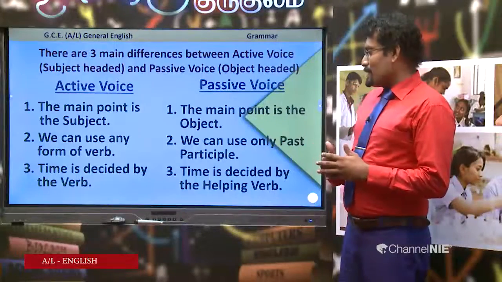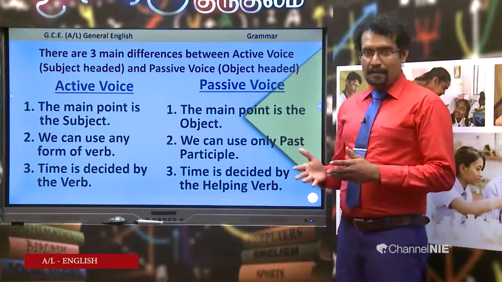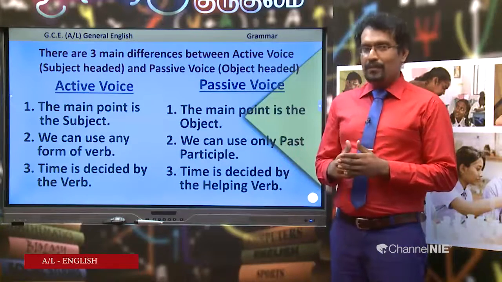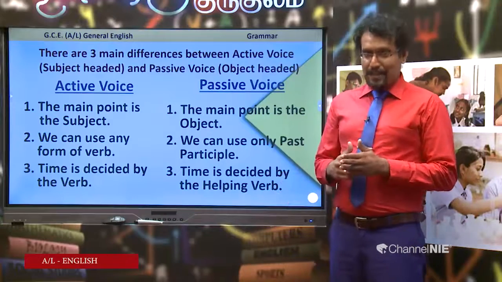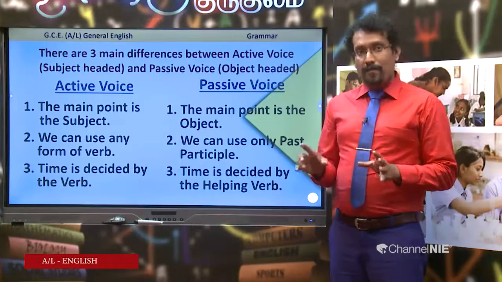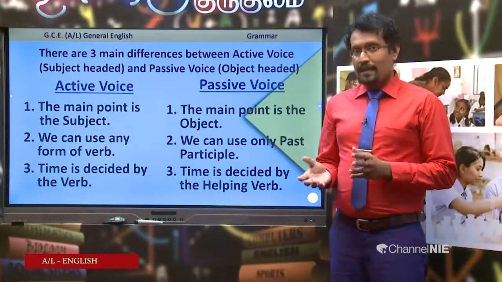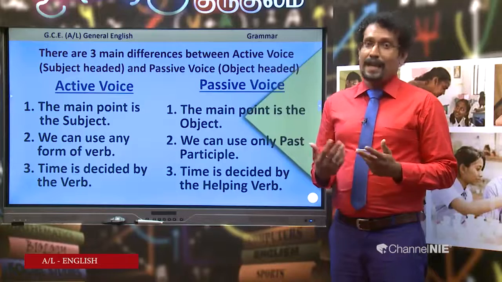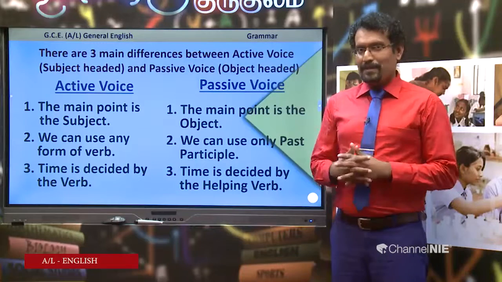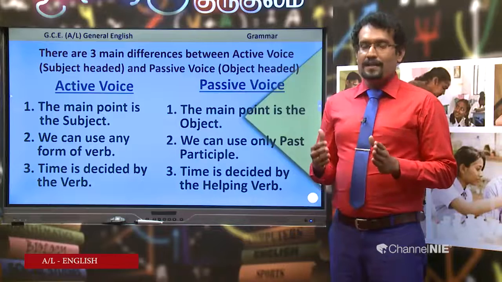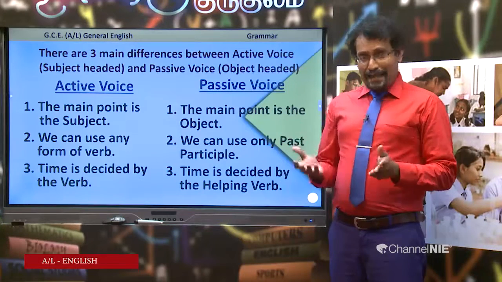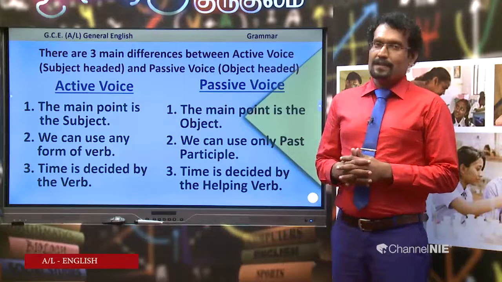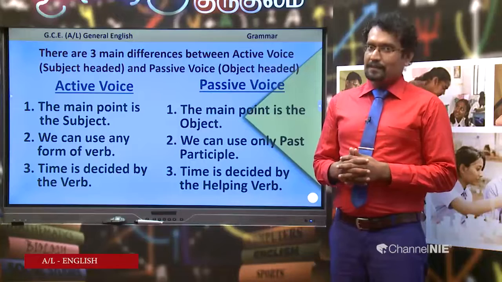But in passive voice, time is decided by the helping verb. So, those are the three main differences between active voice and passive voice. In active voice, the main point is the subject, but in passive voice, the main point is the object. In active voice, we can use any form of verb, but in passive voice, we can use only past participle. In active voice, time is decided by the verb, but in passive voice, time is decided by the helping verb.